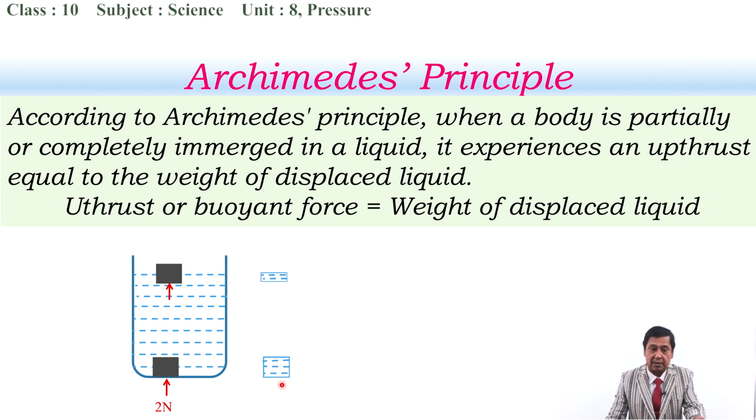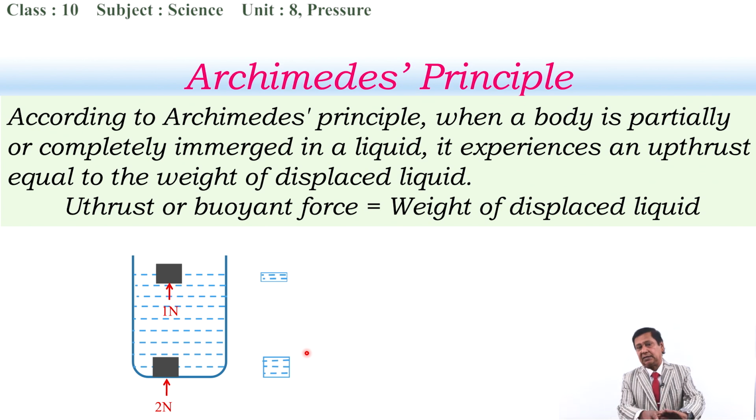The weight of this water is certainly less than 2 Newton, because if this much water weighs 2 Newton, this much water weighs less than that. Let's say it is 1 Newton. The same volume, but immersed less. That's why the upthrust is less, because upthrust is equal to the weight of displaced liquid. It displaces less weight of liquid, that's why upthrust is less. It displaces more liquid, that's why upthrust is more.